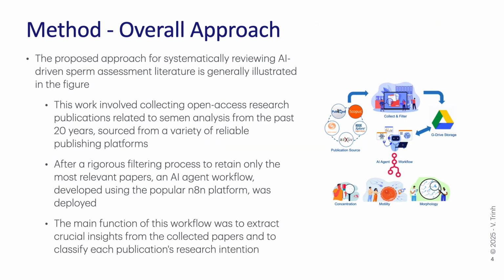The proposed approach for systematically reviewing AI-driven sperm assessment literature is generally illustrated in the figure. This work involved collecting open-access research publications related to semen analysis from the past 20 years, sourced from a variety of reliable publishing platforms. After a rigorous filtering process to retain only the most relevant papers, an AI agent workflow, developed using the popular N8N platform, was deployed. The main function of this workflow was to extract crucial insights from the collected papers and to classify each publication's research intention.